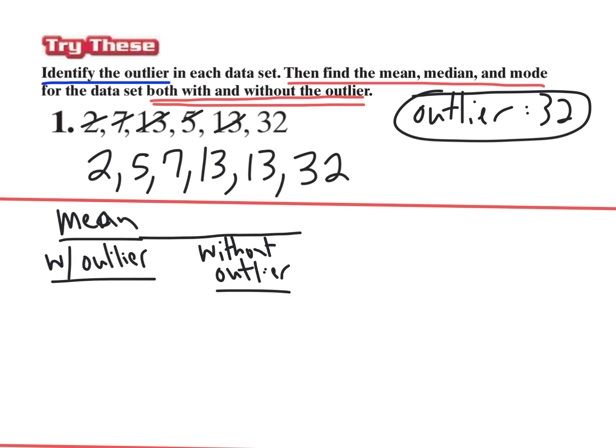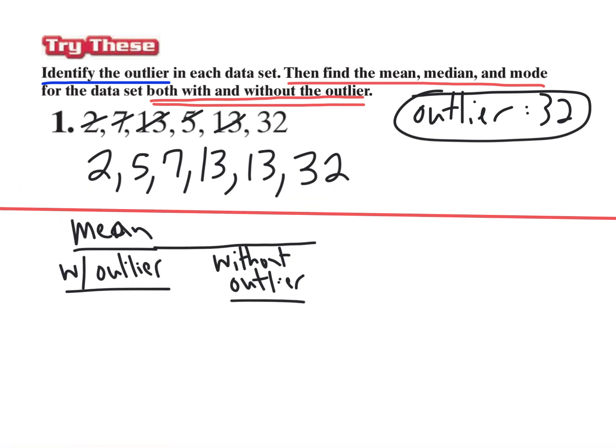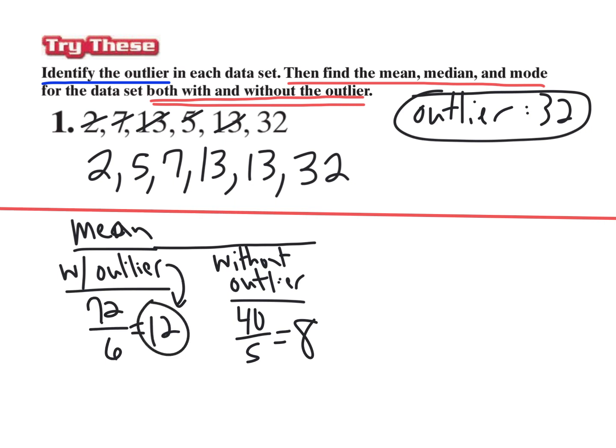So with the outlier, if you add the numbers, would be 72 divided by 6 would be 12. Without the outlier, 40 divided by 5 is 8. Okay, so you can see that did bring up our mean a little bit from what it was.